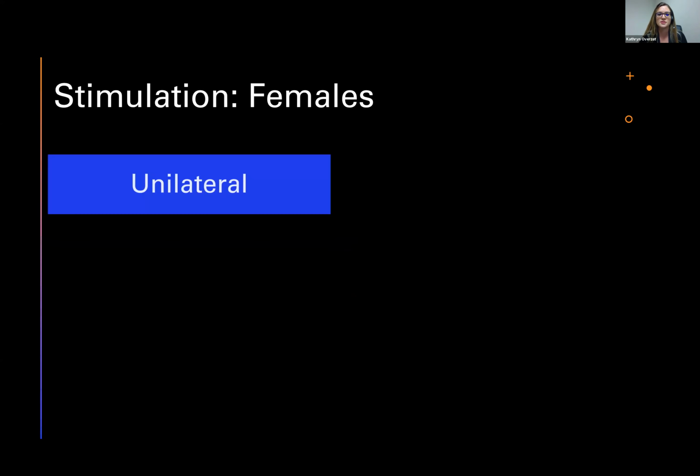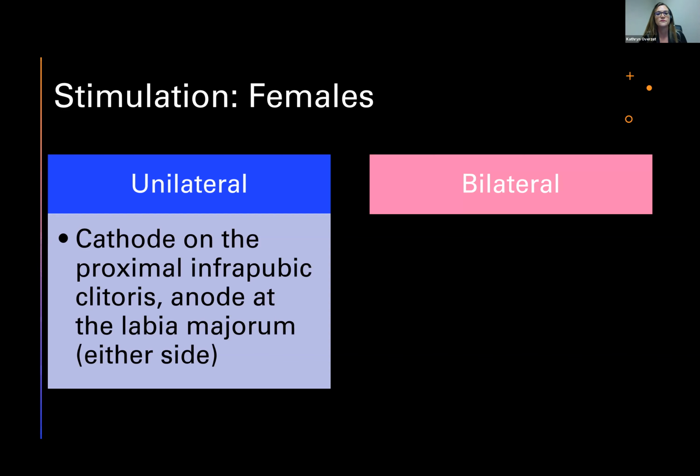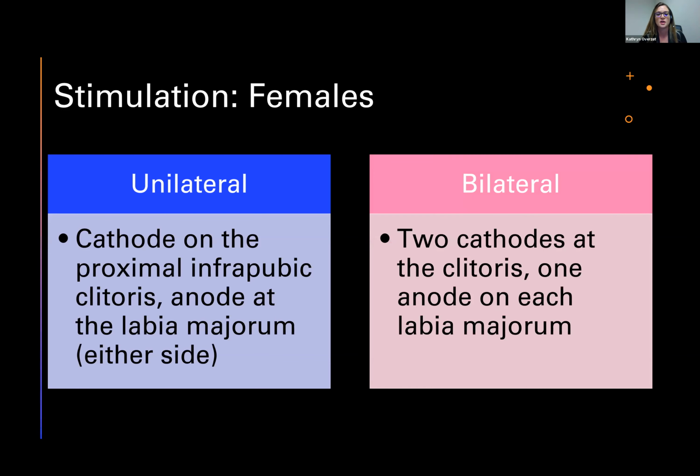So for females, it's a little bit different, obviously, as the anatomy is different. You can do a unilateral stimulation, placing the cathode on the proximal infrapubic clitoris and then the anode on the labia majora on either side. Or for a bilateral stimulation, you can place two cathodes at the clitoris, which is very small real estate but still possible, and then one anode on each labia majora.